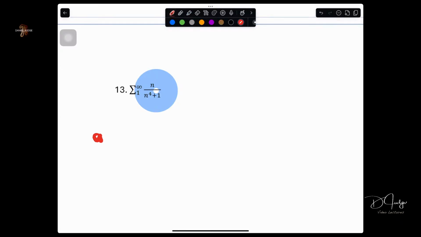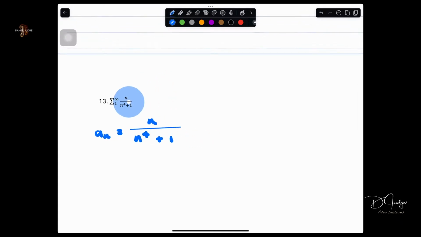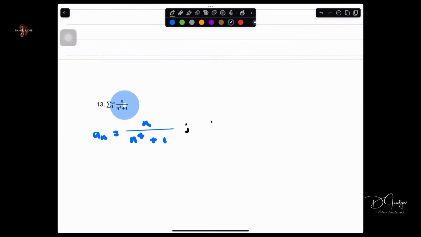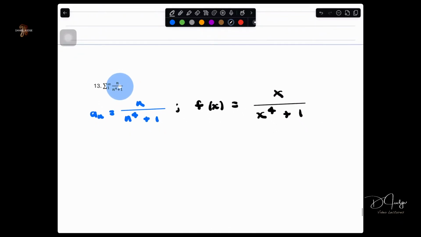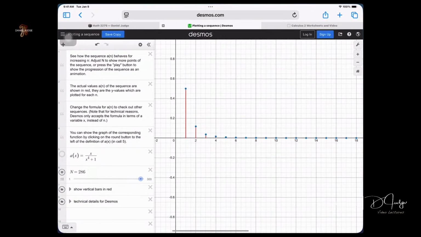So a_n will be n over n to the fourth plus 1, which means we're going to look at the function x over x to the fourth plus 1. This function is positive and it is decreasing. We don't have to do any calculus. The graph is shown here.